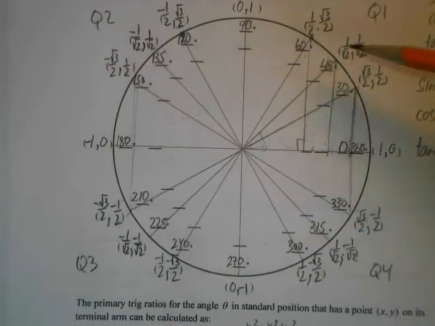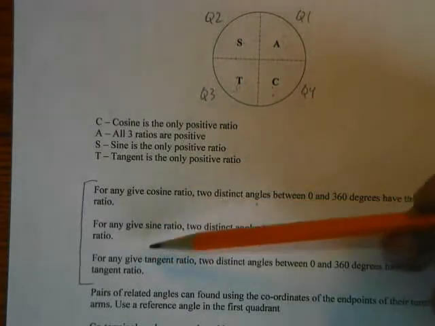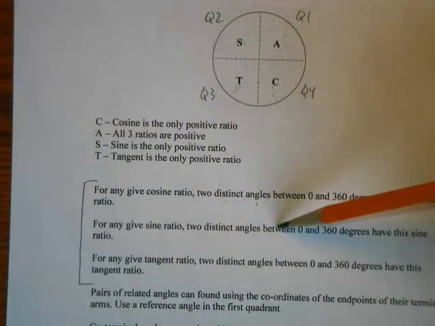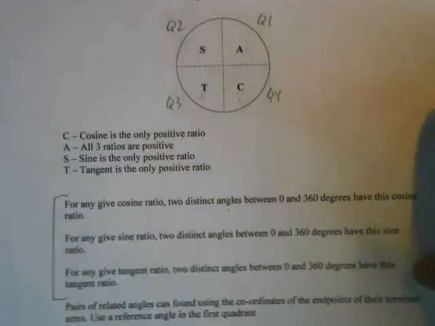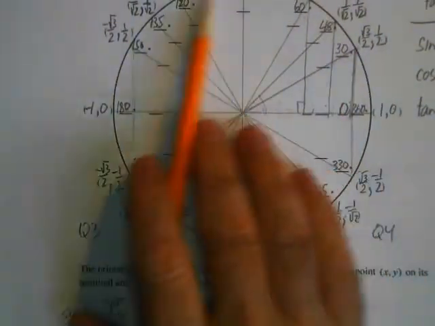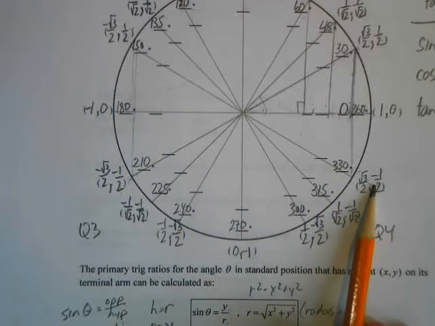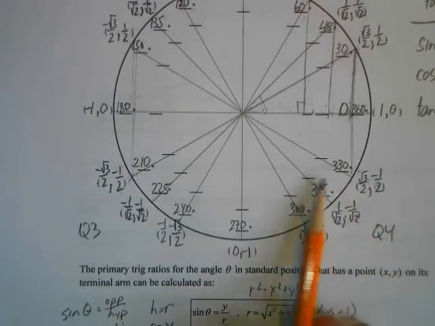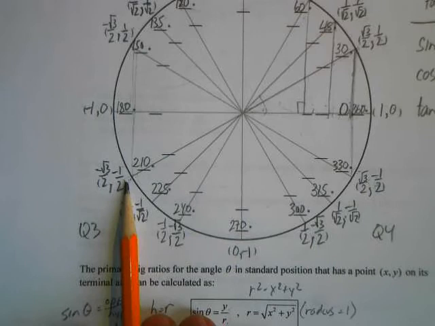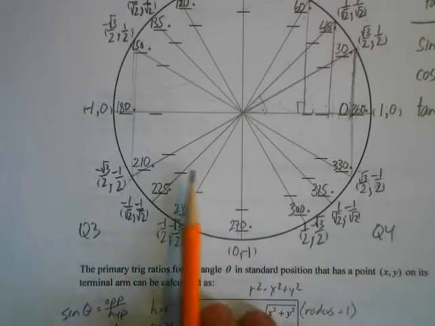Same thing applies for the sine ratio. If I'm looking for a sine ratio of, say, -1/2, I know sine's positive up here, so -1/2 I see right here at 330 degrees, and I also see over here at 210. So the two angles, 210 degrees and 330 degrees, both have a sine ratio of -1/2.